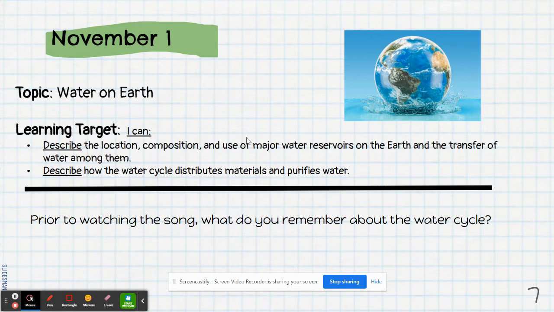And so today our topic is water on Earth, and we're looking at the location, composition, and use of major water reservoirs on the Earth and the transfer of water among them, and then describe how the water cycle distributes materials and purifies water. Why don't you jot down in your notebook what you remember about the water cycle.